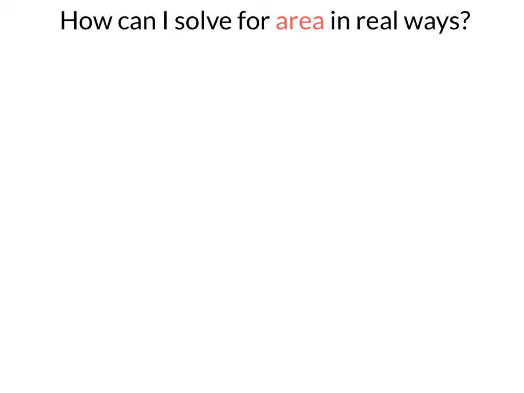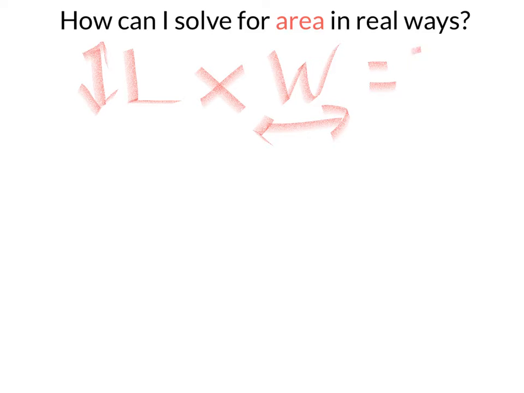But just to quickly review, last time we talked, we said in order to find area, you have to take the length of a shape, which is the measurement up and down, or height, or how tall it is, and you have to multiply it by the width, which is a measurement of how wide something is or how far it is across. And if you do that correctly, you will get the area, which is the measurement inside of a shape.